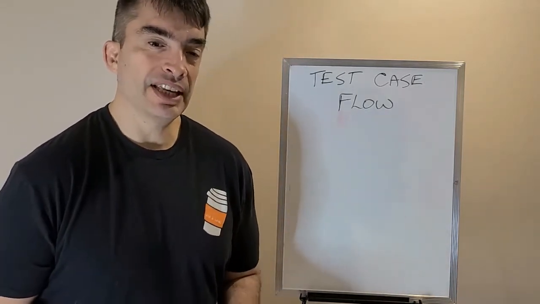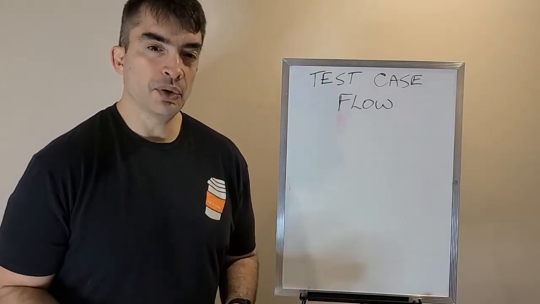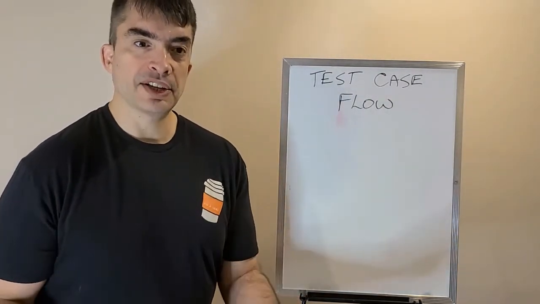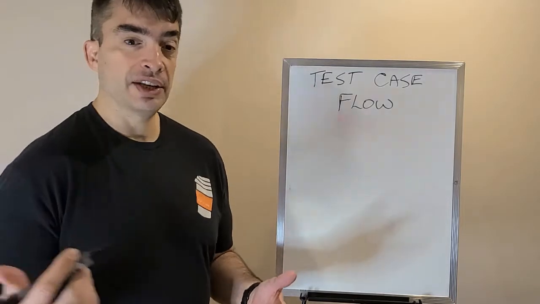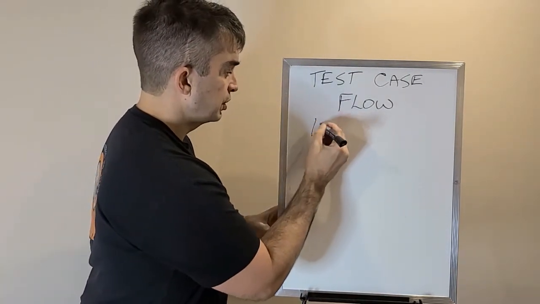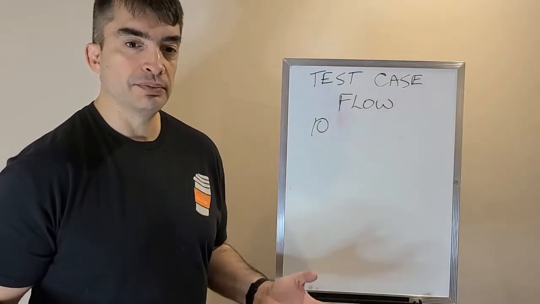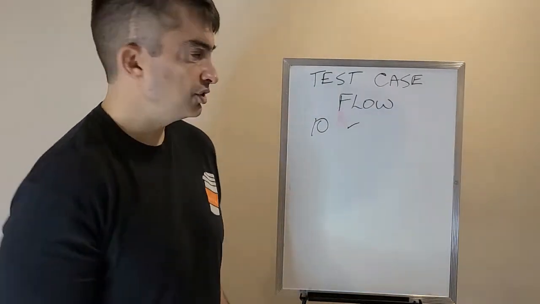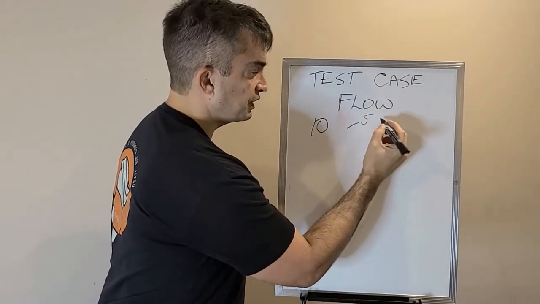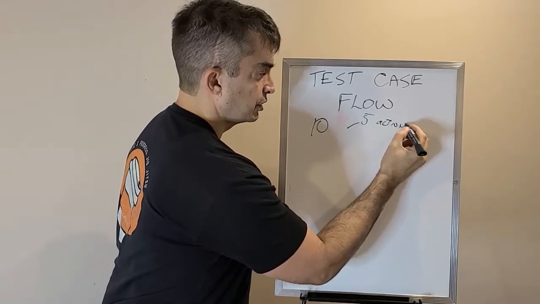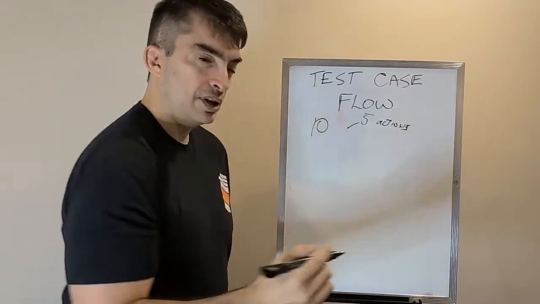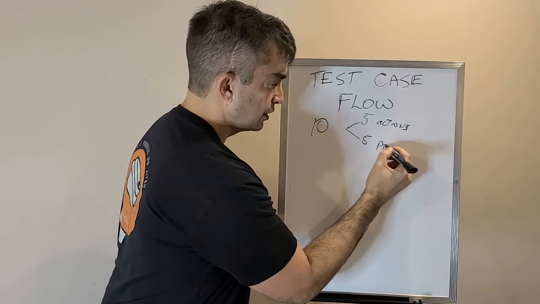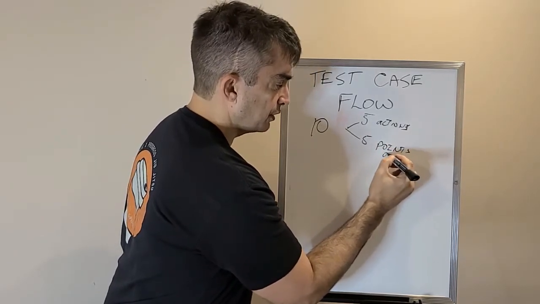Some of the things that happen with the flow, if you don't have the right understanding of how the test cases all work and go through, a couple of things are going to happen. Let's say you're testing an application, and you have 10 test cases to run within a flow. Each of those cases has, let's just say, about 5 different actions. And because of those 5 different actions, there are 5 points of failure.